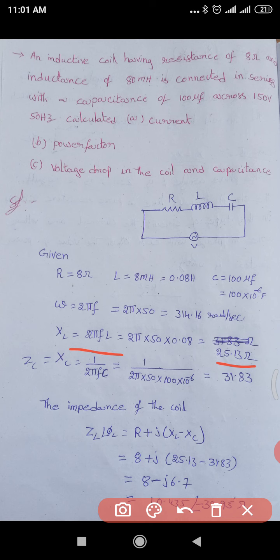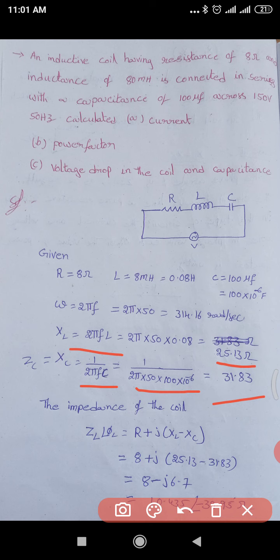Next after that we have to calculate ZC, that means nothing but XC, 1 by 2 pi FC. If we replace all these values, 2 pi into 50 into 100 into 10 to the power of minus 6, we get 31.83. This is about XC. Now we have to calculate the impedance Z.